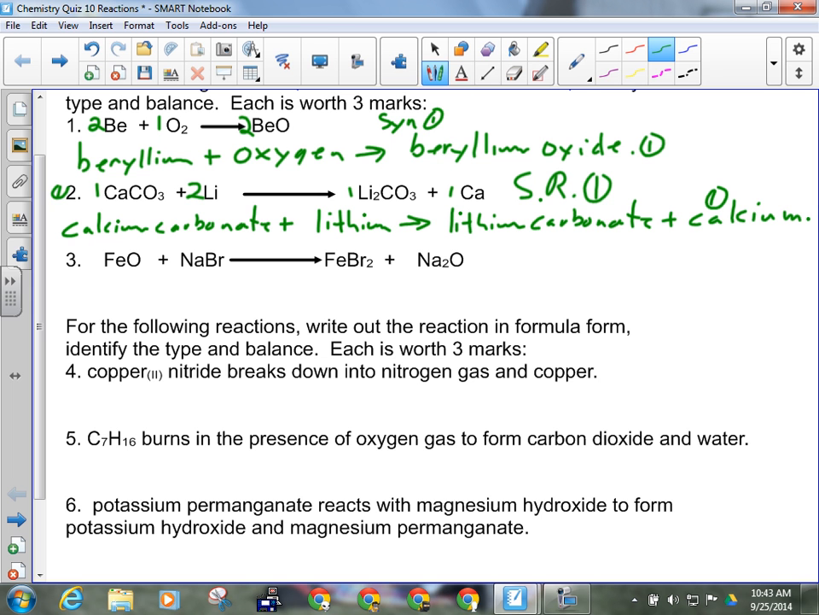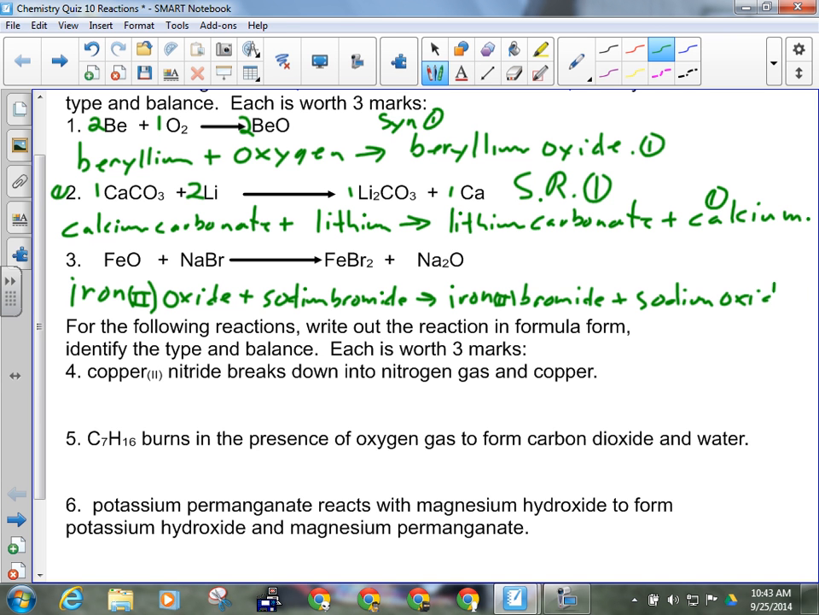Questions on number 2? Okay, number 3. This one catches a lot of people because they forget that iron requires this when they begin to write the reaction in words. Remember that iron is multivalent, and in this case is with oxygen, 1 to 1, that means iron is a +2. So iron 2 oxide reacts with sodium bromide, producing iron 2 bromide, plus sodium oxide. It must look just like what I have written here for them to get that mark.